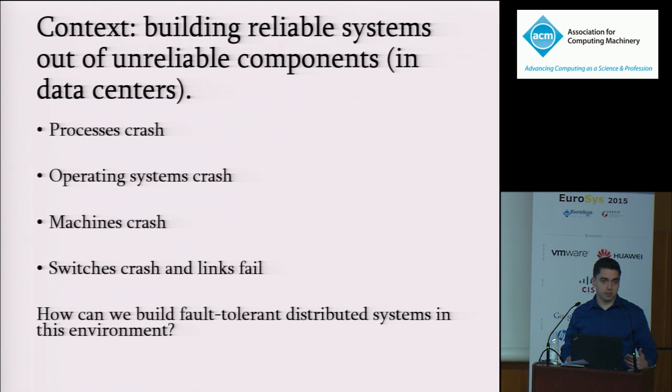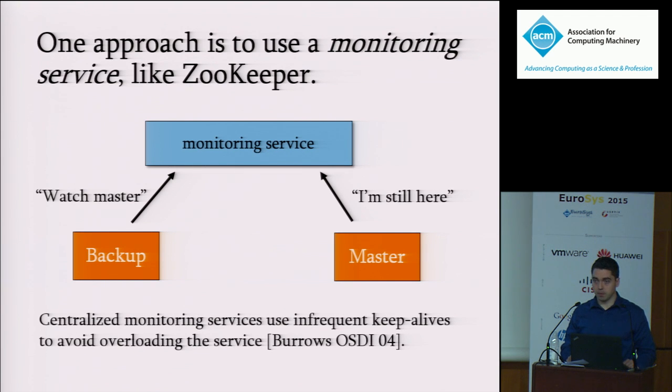Processes, operating systems, and machines can all crash, as well as network elements like switches and links. One approach to building reliable systems in this environment is to build fault-tolerant distributed systems. So how do applications do that today? Well, one approach would be to use something like a monitoring service, for example, ZooKeeper. Here I have an example application using a master backup pattern in ZooKeeper.